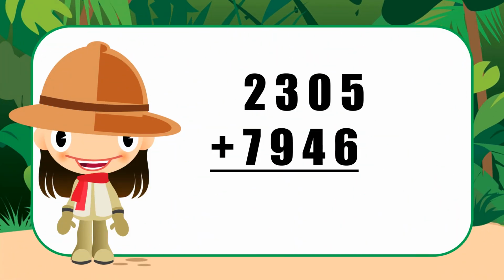All right, we're on to our next example. 2,305 plus 7,946. First, we draw our columns. 1, 2, 3. Oops, I got in that number a little bit. There. Now let's name our columns.